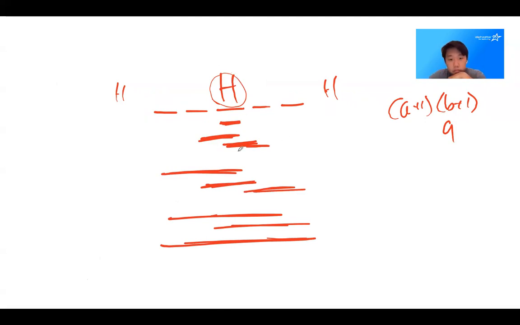So that is 1, 2, 3, 4, 5, 6, 7, 8, 9 total. So our formula is right. Seems right. What's the issue though?